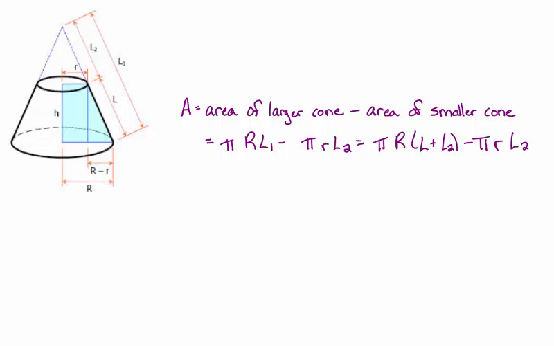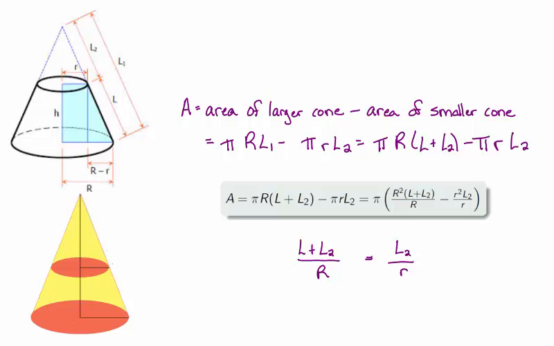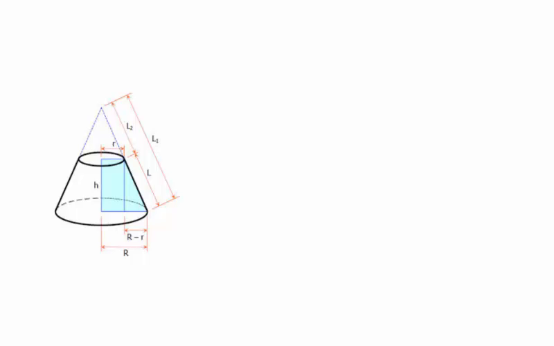We will now rewrite this expression in a much simpler form. First, note that the right equality can be rewritten as A is equal to pi times R times L plus L2 minus pi times r times L2, which equals pi times R squared times (L plus L2) divided by R minus r squared times L2 divided by r. Now observe that we have two similar triangles in the figure. Hence, by similar triangles, we have that (L plus L2) divided by R equals L2 divided by r. We input this into our equality.